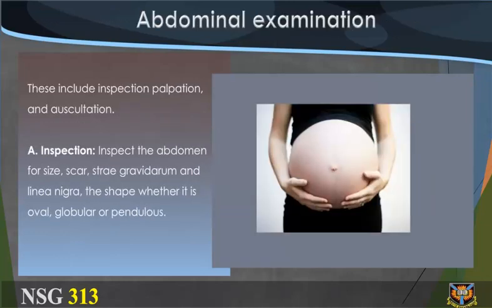Abdominal examination. This includes inspection, palpation, and auscultation. A. Inspection. Inspect the abdomen for size, scars, striae gravidarum, and linea nigra, and the shape, whether it is oval, globular, or pendulous.